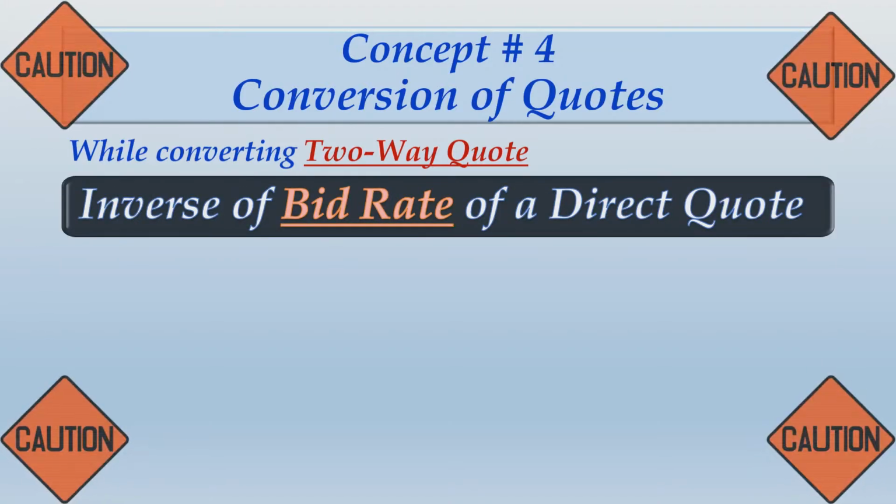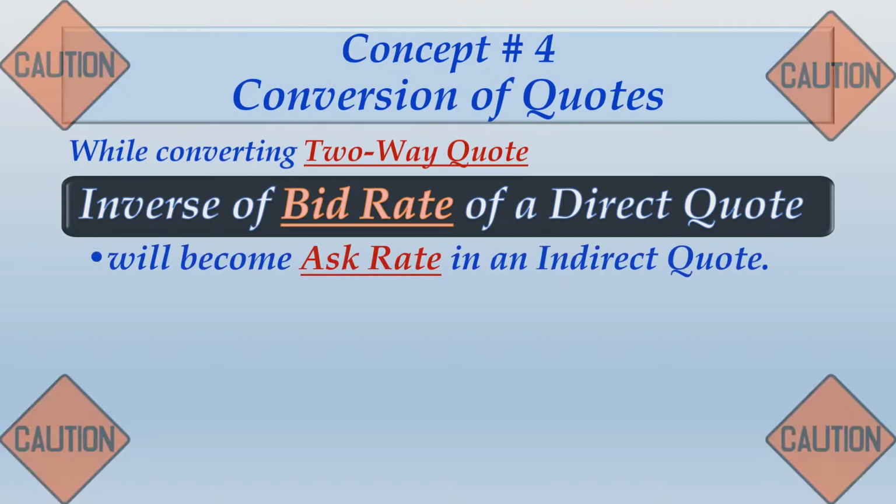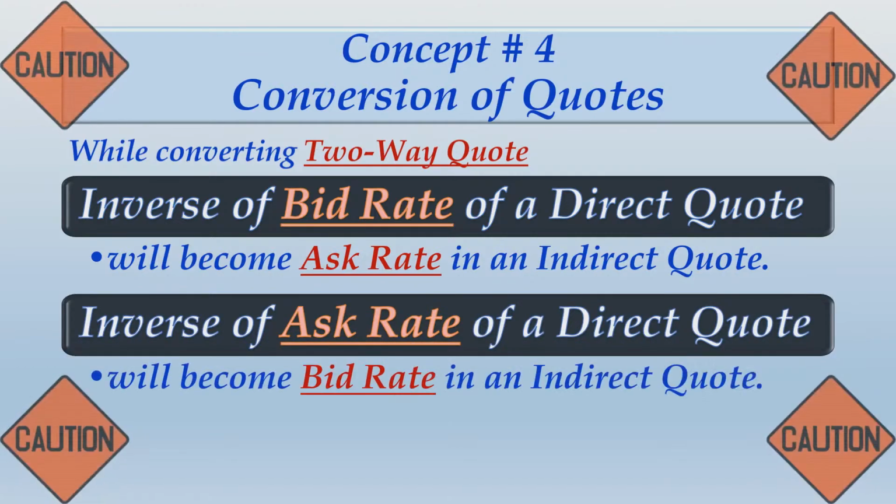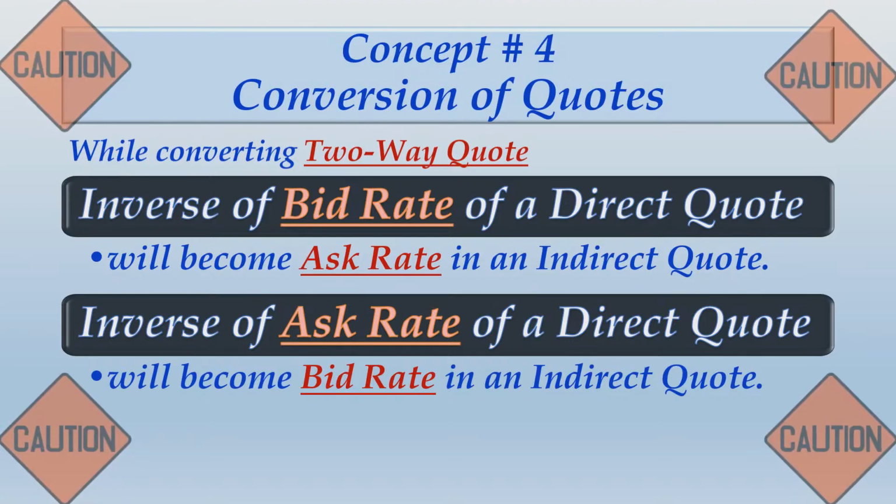Inverse of the bid rate of a direct quote will become the ask rate in an indirect quote. Inverse of the ask rate of a direct quote will become the bid rate in an indirect quote. Quickly take a screenshot of this as well, and then I'll explain this whole thing by an example.